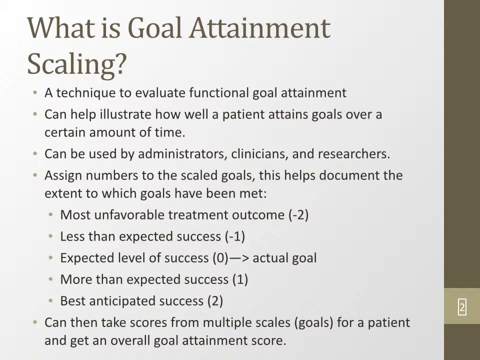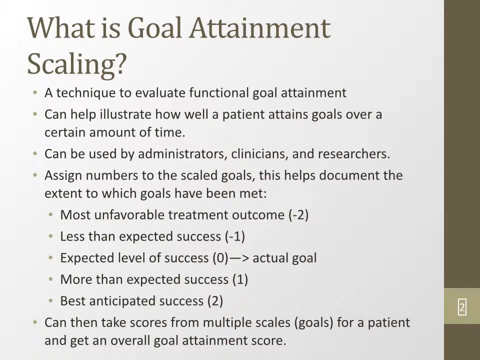The objectives are labeled with -2, most unfavorable treatment outcome, -1, less than expected success, 0, expected level of success, which would be your typical actual goal, 1, more than expected success, and 2, best anticipated success.